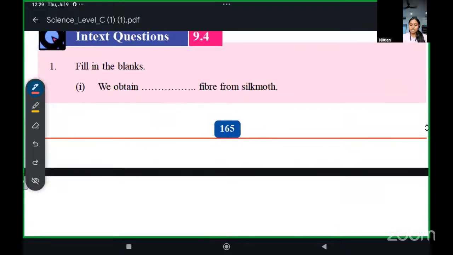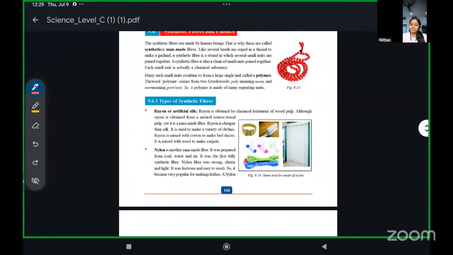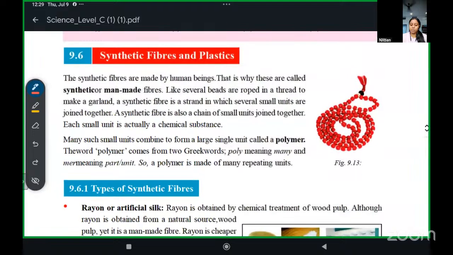The questions are homework for you. Some of you, I haven't received yesterday's homework. Please share yesterday's and today's homework both. Those of you who have not sent me till now, please send me yesterday's and today's homework both.